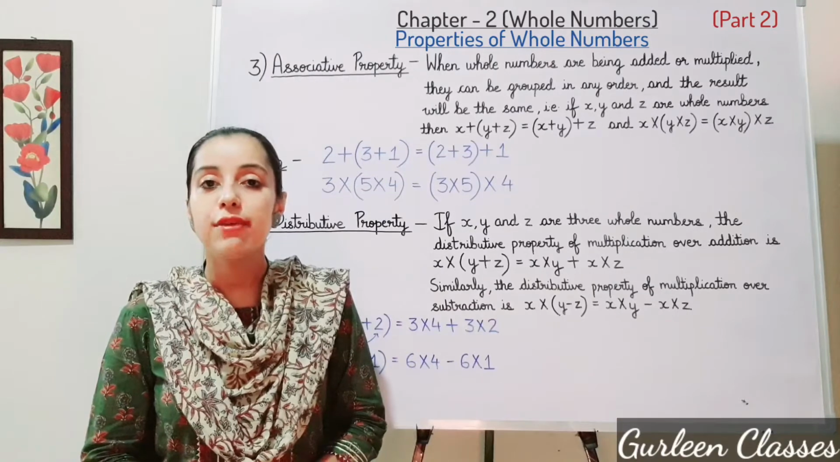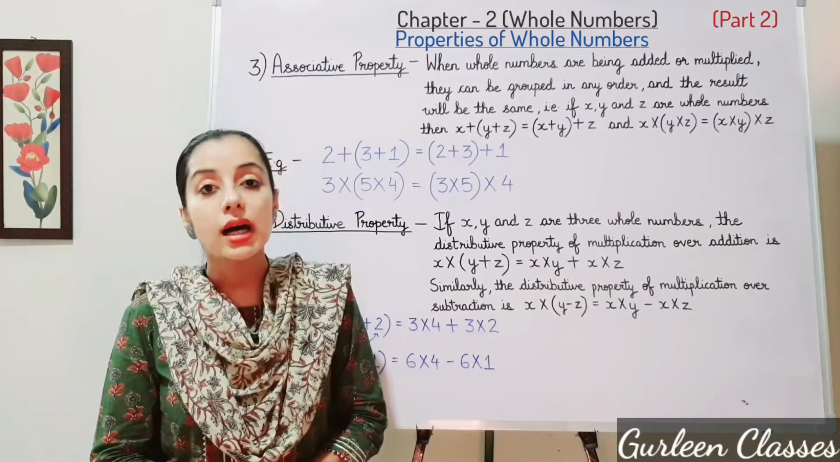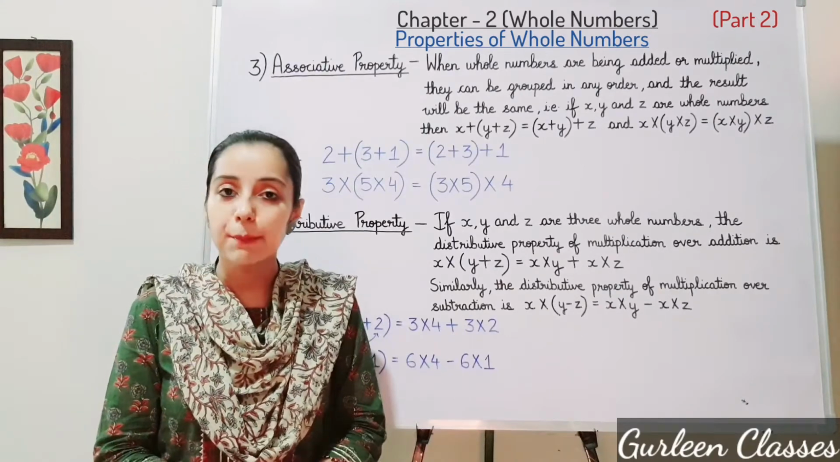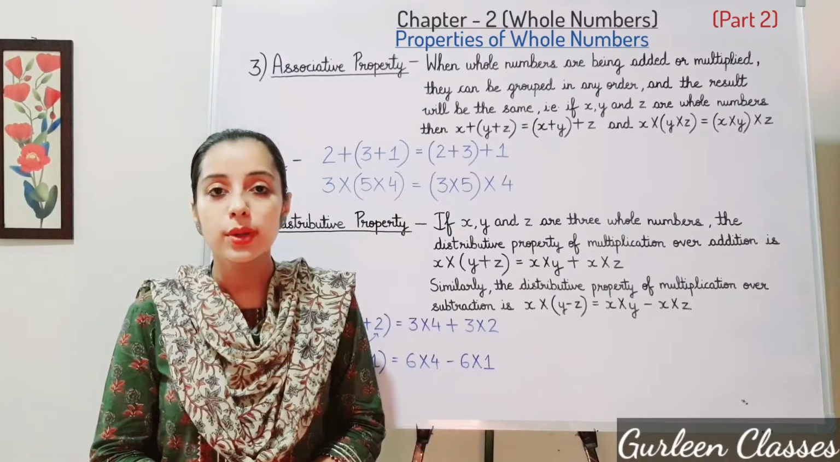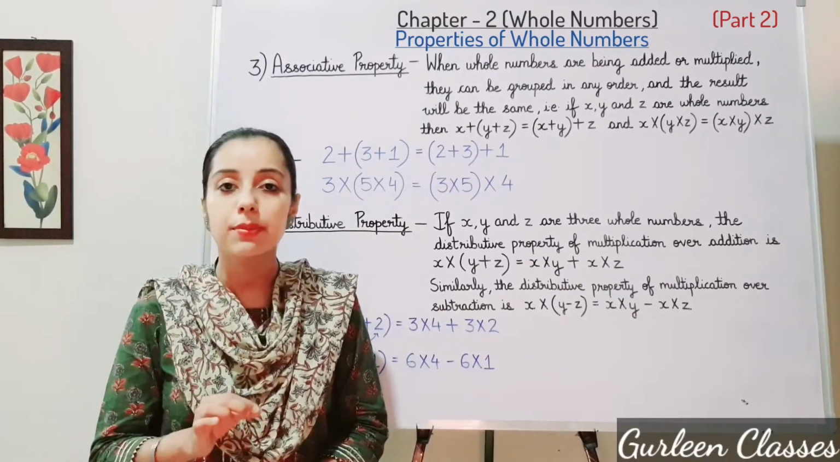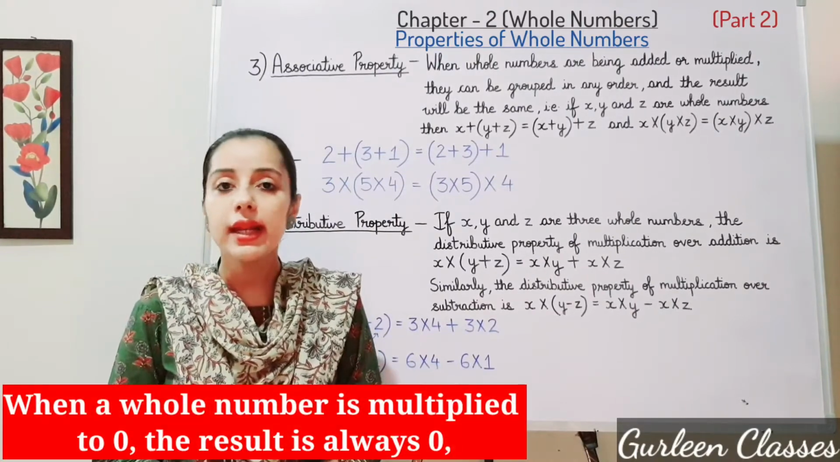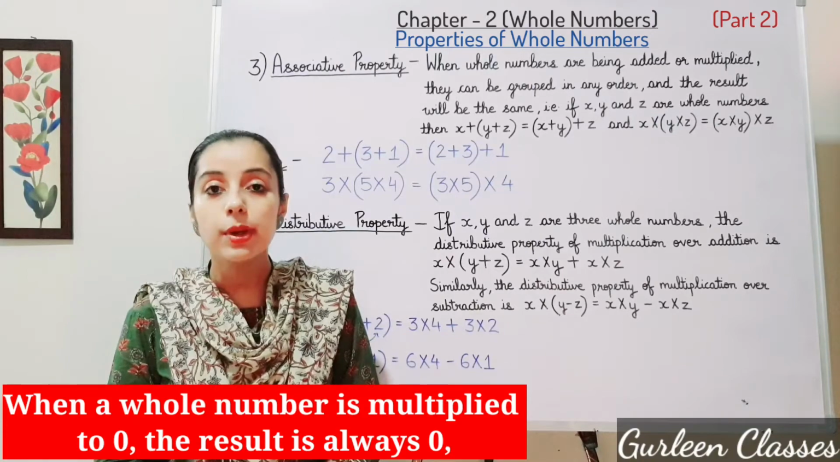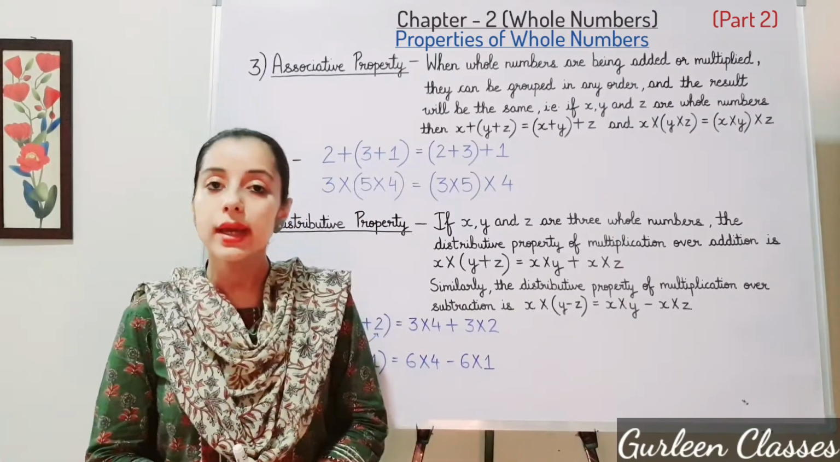Students, keep in mind whenever you are adding or subtracting 0 from any number, the answer remains the same. Example, 2 plus 0 is equal to 2. 4 minus 0 is equal to 4. The answer remains the same whenever you are adding or subtracting 0. Next, whenever you are multiplying any number by 0, the answer will always be 0. Example, 4 multiplied by 0 will be 0.